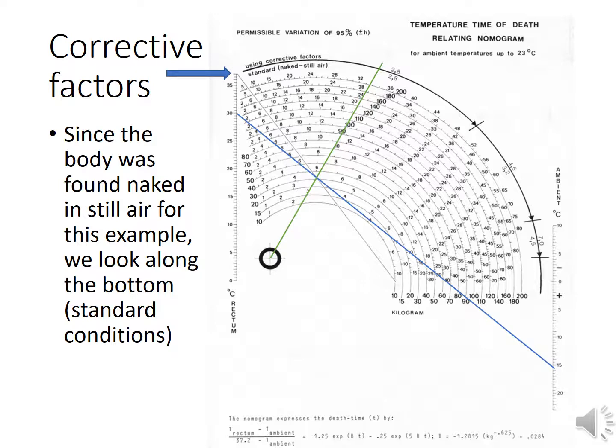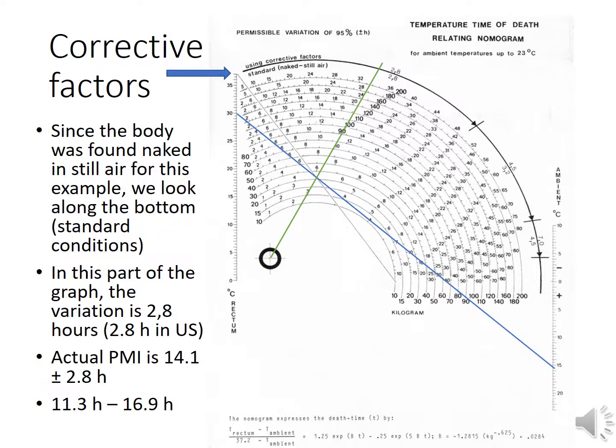And if you look along the very top where it says permissible variation of 95%, then it says plus or minus hours. That's the number of hours that we're looking at here for our first example. So as I said, we're looking along the bottom because we were standard conditions here, although it didn't matter in this region of the graph. Either way, it's 2.8 hours. So the actual postmortem interval, and again, an interval is a range of numbers, so that's good. We wouldn't have an exact value for a postmortem interval. We'd have a range of values. So here it's that 14.1 that we read off of the 100 arc on the graph. But it's plus or minus 2.8 hours. And that's an acceptable way to show the postmortem interval.